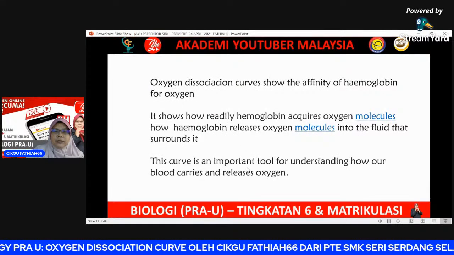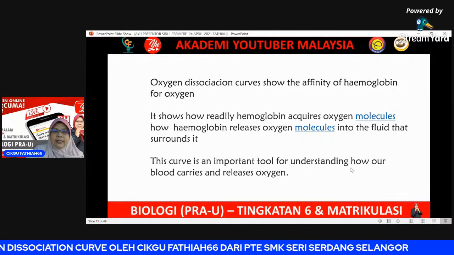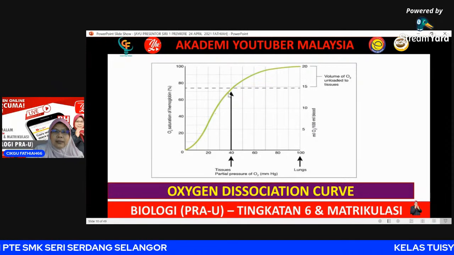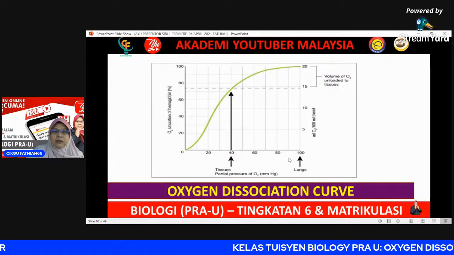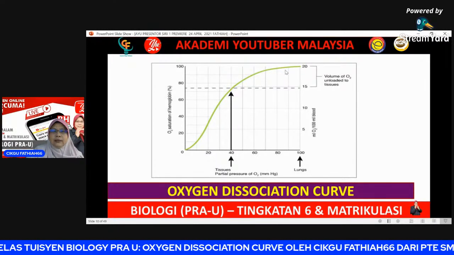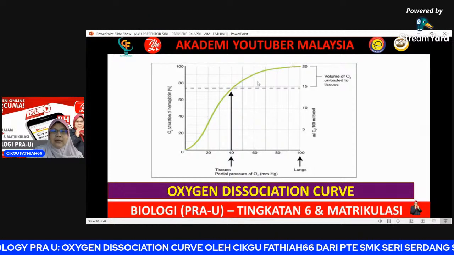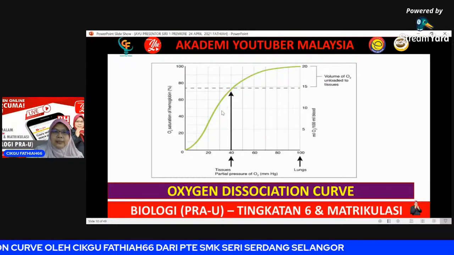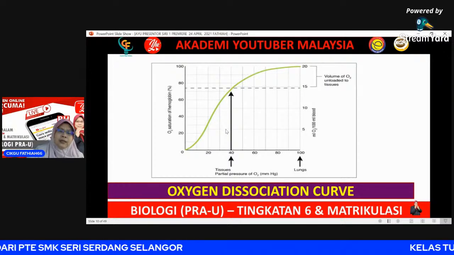The curve is an important tool for understanding how our blood carries and releases oxygen. From this diagram, you can learn that when the partial pressure of oxygen is high, oxygen will associate with hemoglobin. The affinity to hemoglobin is very high. And when the partial pressure of oxygen decreases, oxyhemoglobin will dissociate to form oxygen and hemoglobin.